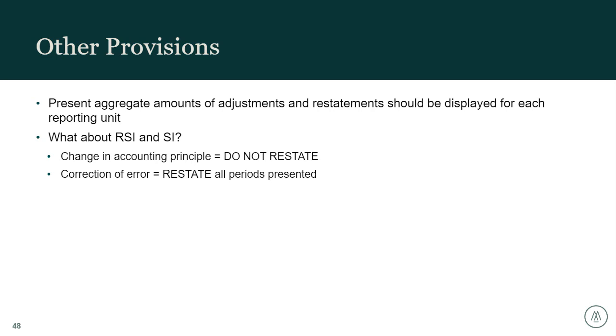Also, previous guidance didn't necessarily speak to required supplementary information, and supplementary information in Statement 100 provides guidance. If there's a change in accounting principle, no restatement of RSI or SI needs to be made. In the case of a correction of an error, as you might expect, RSI and SI needs to be restated for all periods presented.